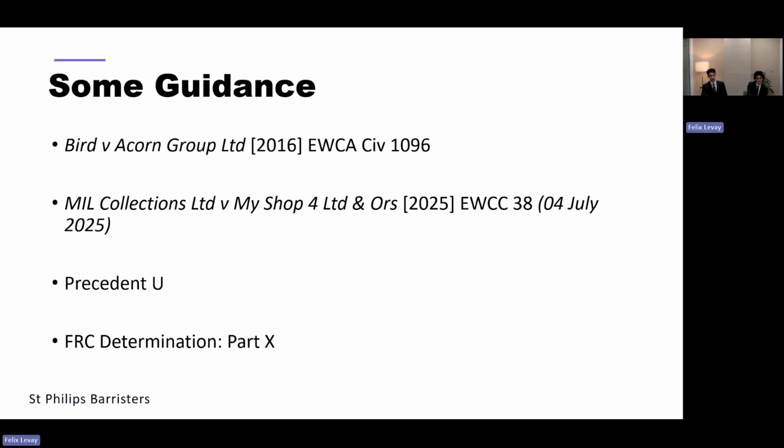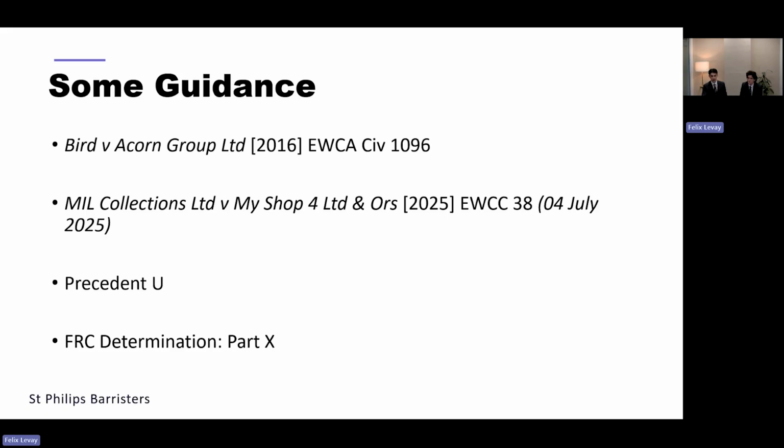Precedent U, this is a relatively new invention, essentially a short form statement of cost that deals with fixed costs. It's required 24 hours before a hearing. Just something, again, to keep at the back of our minds, making sure that that's filled out. There is now provision for summary assessment to be carried out on a different day by a different judge, and obviously we wouldn't want costs to be pushed on to a different day, especially if we're falling under the fixed cost regime. Makes sense to put in a precedent U before time.